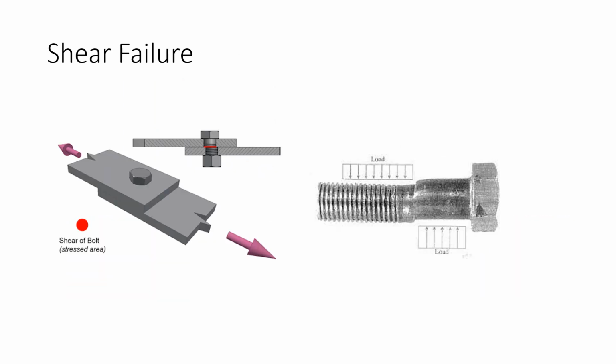Shear failure is when we pull on the sample in two different directions. In this example here, we have a bolt that is being sheared by the plates being pulled in opposite directions. The red part is the cross-sectional area of this bolt, and that is the area that is being sheared. And again, we can plot stress versus strain in shear.